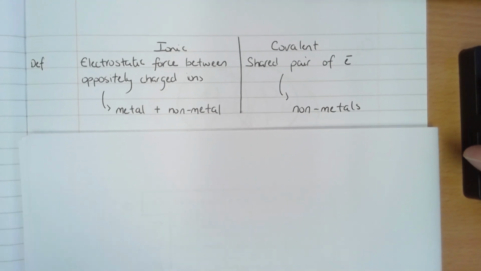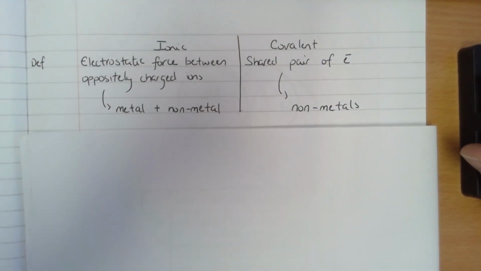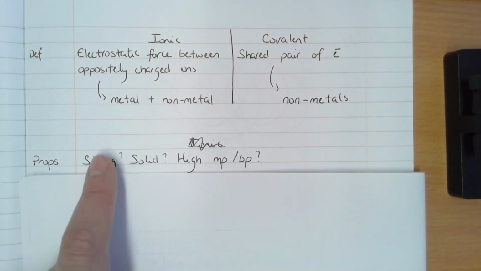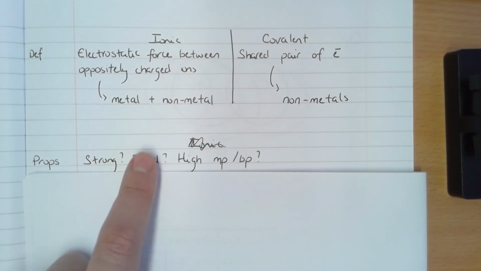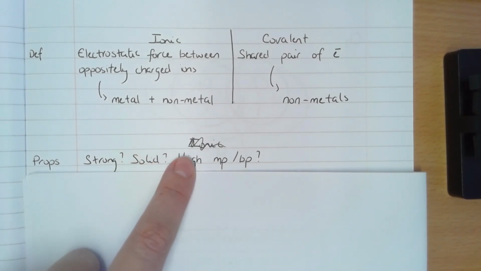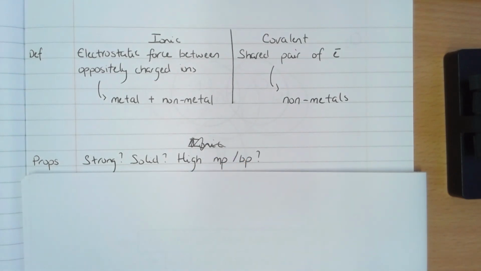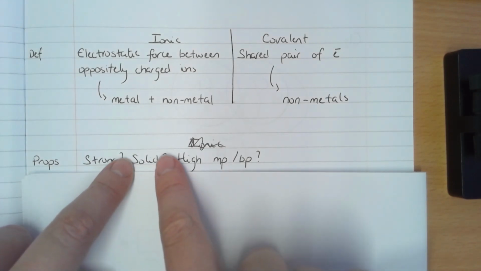The other thing you need to do is to be able to discuss the properties, all right? So your typical property question is they might ask you, explain why something is strong, or explain why it's solid. Why does it have a high melting point? Why does it have a high boiling point? And all of these questions, all of them, can be answered in the same way, okay? I'm going to hone in on this part here.